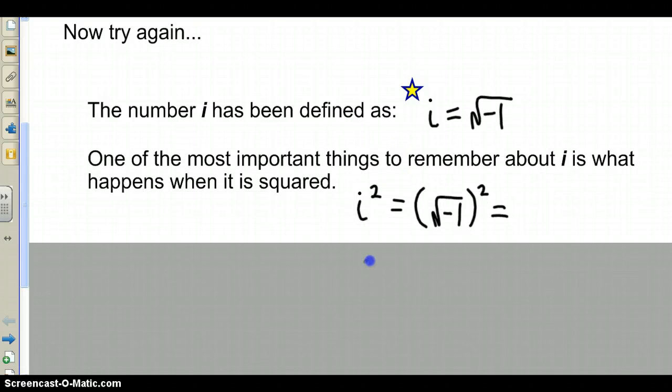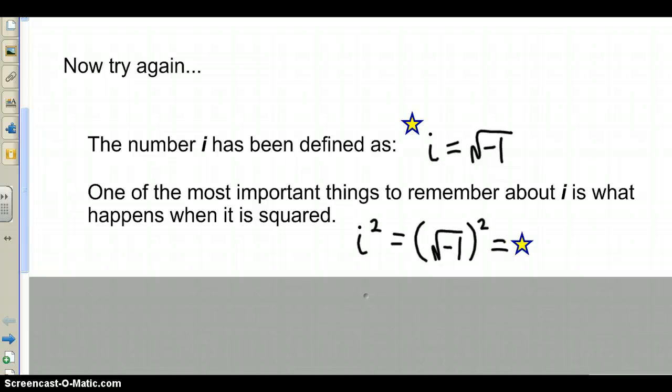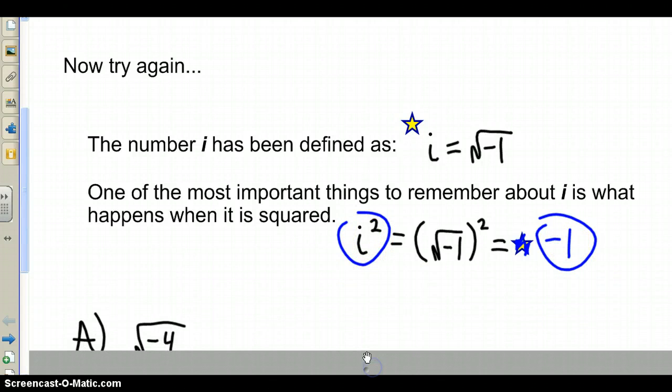Now, if that's true, what's going to happen if you square i? So you get i squared, so you've got the square root of -1, squared. Well, the square and the square root undo each other, and you're left with -1. It just falls off. So you need to memorize that i squared is equal to -1, which is really unique because we have i, which is imaginary, and -1, which is real. So if you get two i's multiplied together, you actually get a real number, -1.